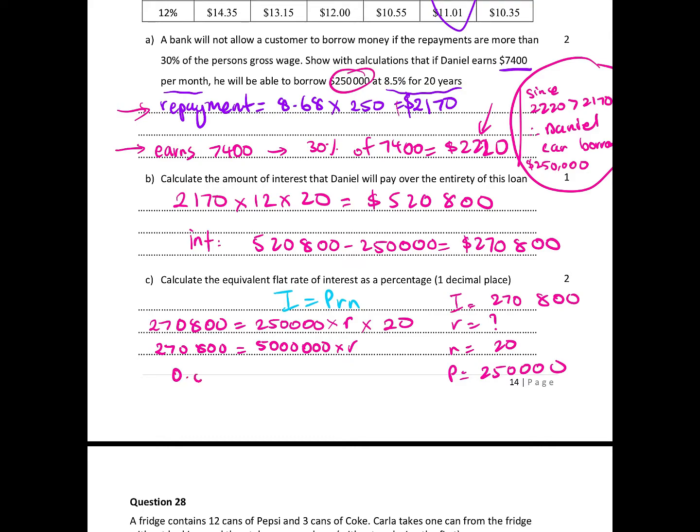And we get 0.05416 is equal to R. To get that as a percentage, I need to multiply it by 100, and you get 5.4%. The question wants it to one decimal place.